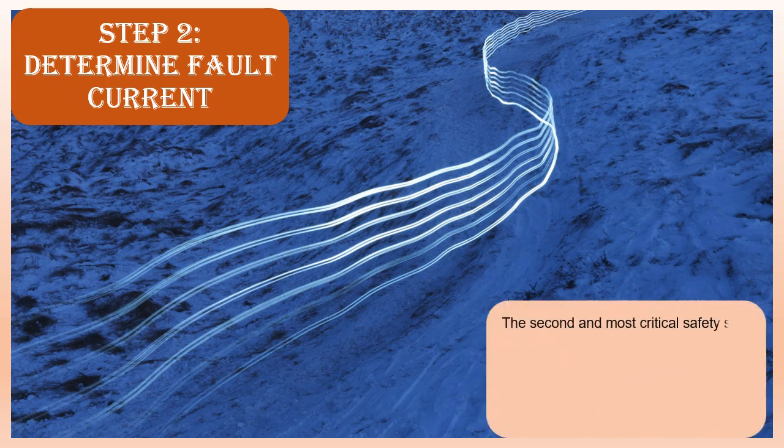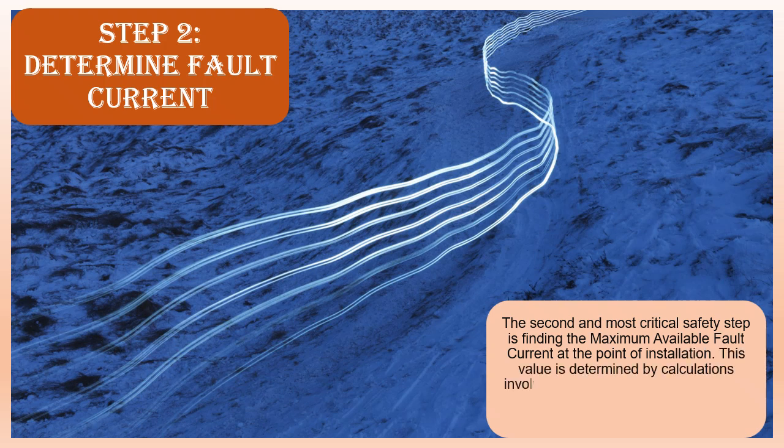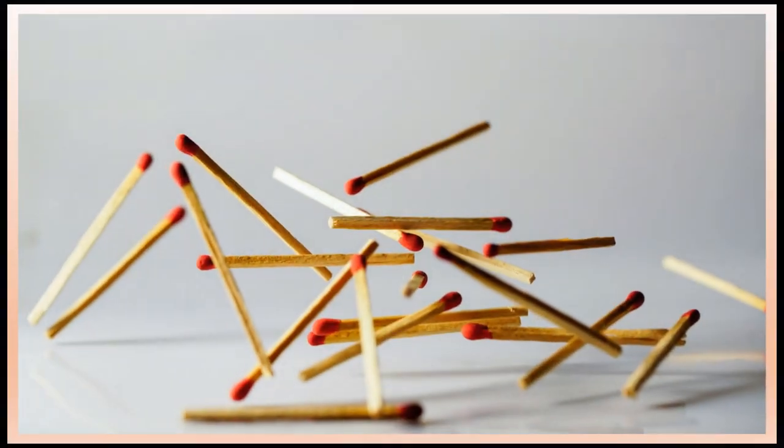Step 2. Determine fault current. The second and most critical safety step is finding the maximum available fault current at the point of installation. This value is determined by calculations involving the power source, transformer size, and the impedance of the cables leading up to the breaker.